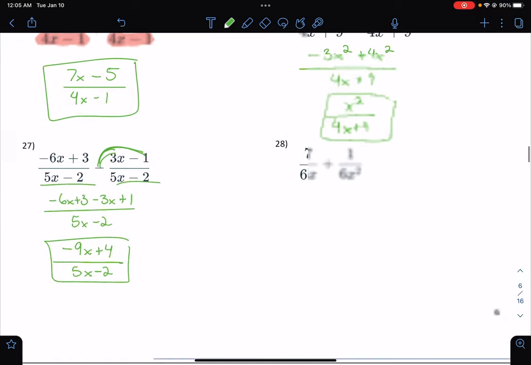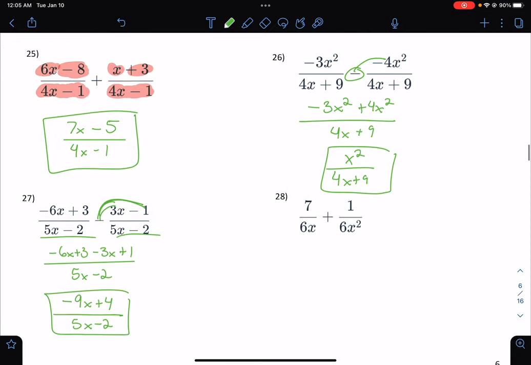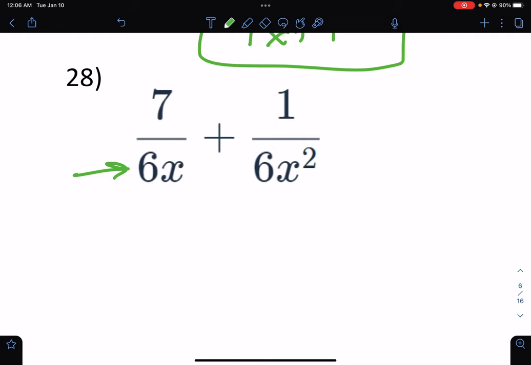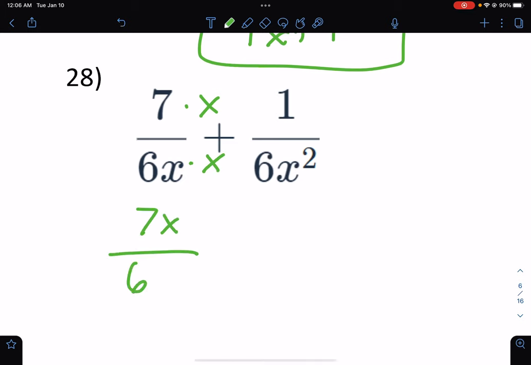All right, next one here. Let's take a look. So this first guy has a 6. This guy has a 6. So we're good to go with the numbers. Now we got to look at the variables here. The first guy has 1x. The second guy has 2 x's. They need to have the same number of x's, same number of factors, whatever it is. So all I got to do here is multiply the top and the bottom here by x. So I end up with 7x all over 6x squared plus 1 all over 6x squared.